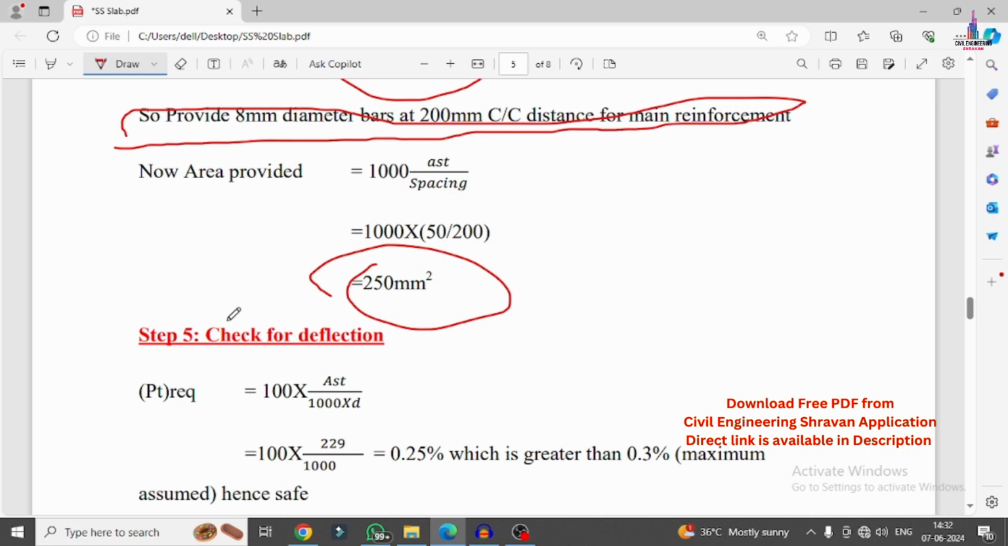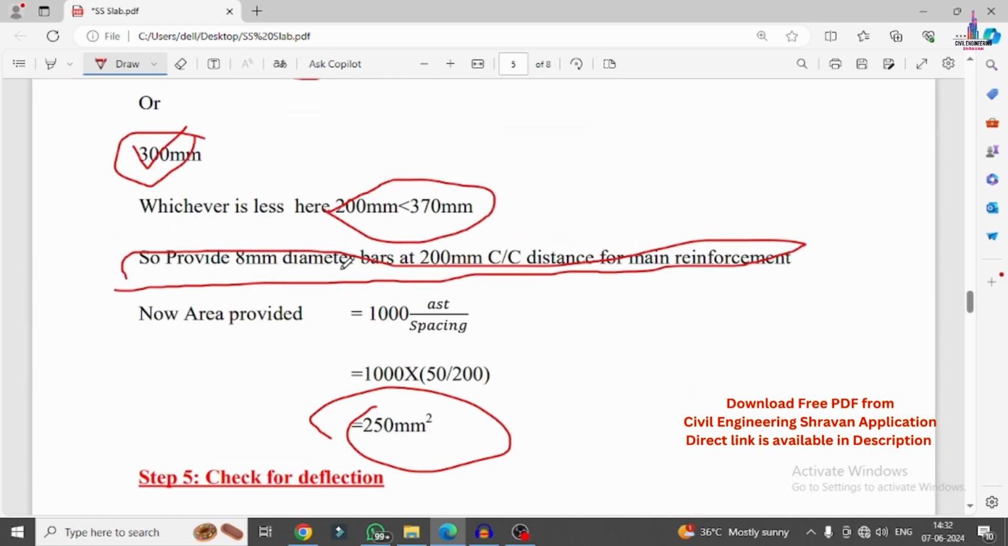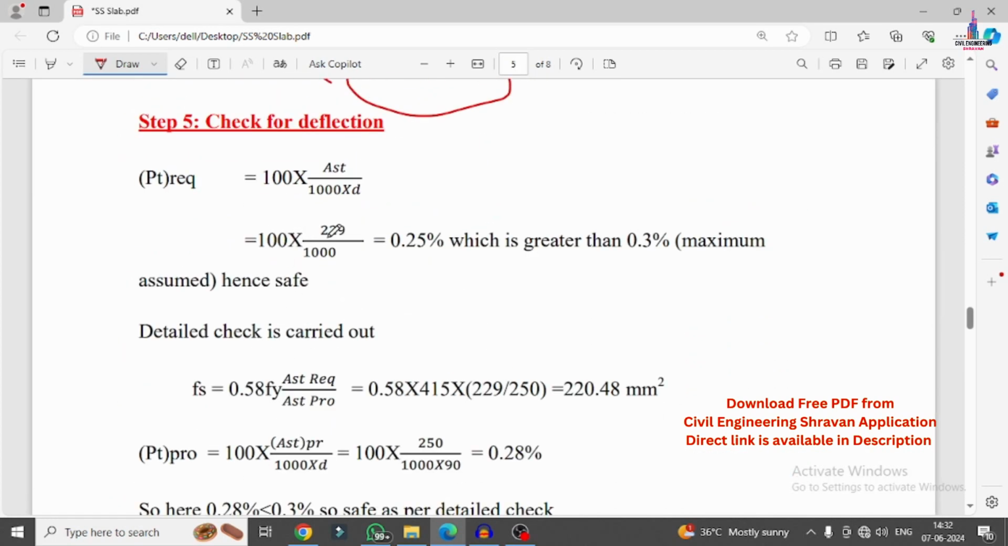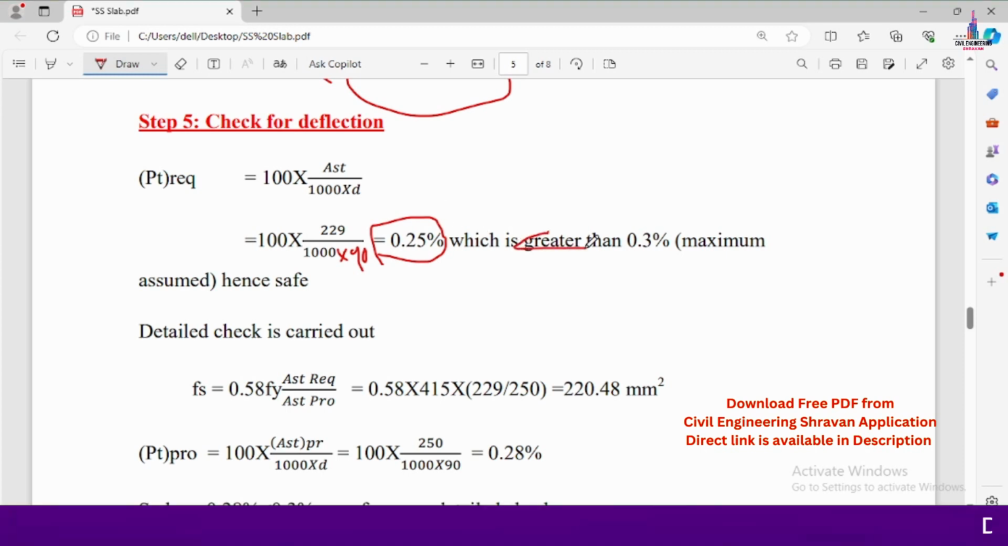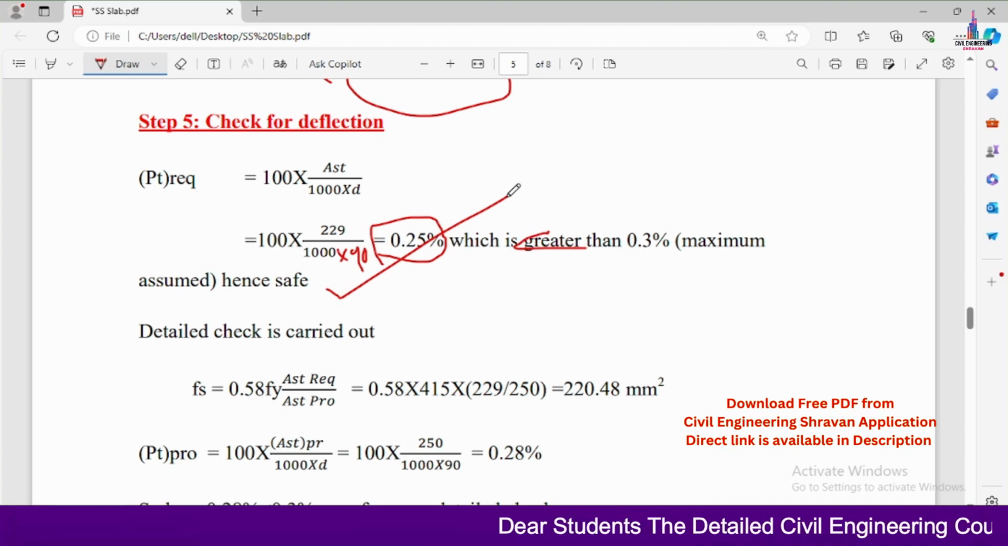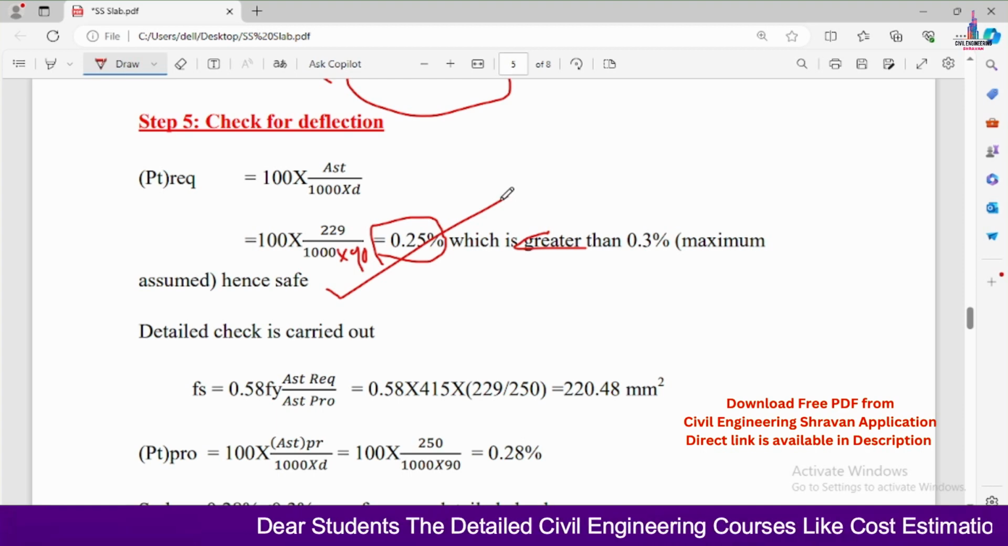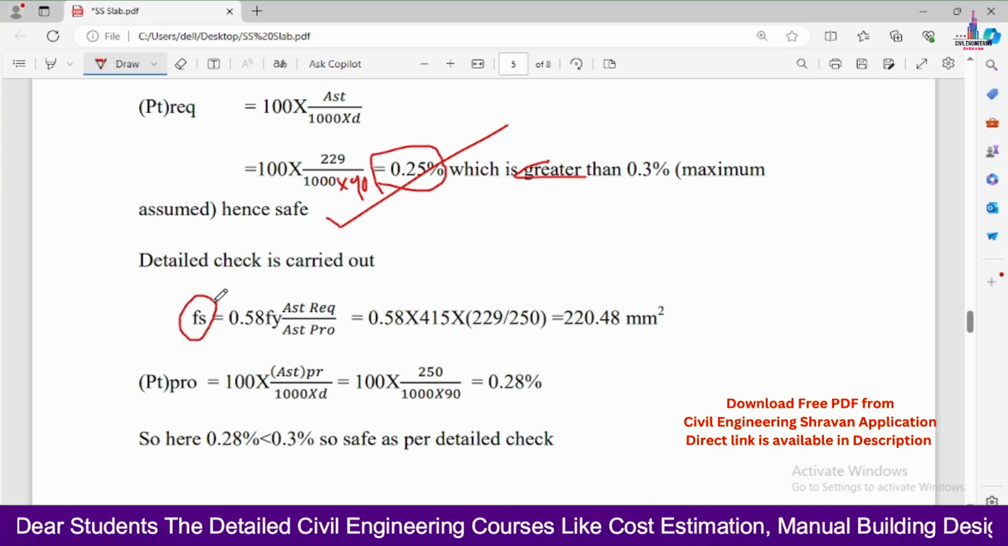Now after this we have to calculate the distribution bar. Before that we have to check the deflection for the main steel bar. The percentage of tension steel required is 100 into Ast divided by 1000 into d. We calculated the value of Ast as 229, so 100 into 229 divided by 1000 into 90. If I consider the value, it comes to approximately 0.24 percent, which is not greater than the maximum assumed value of 0.3 percent, hence it is safe. But we have to do detailed checks for the respective reinforcement also.